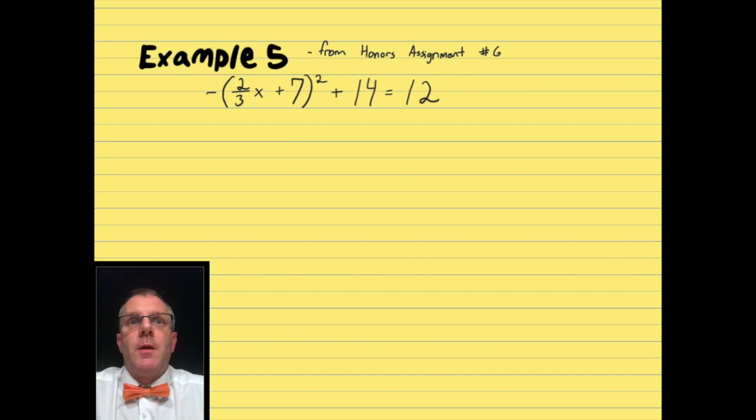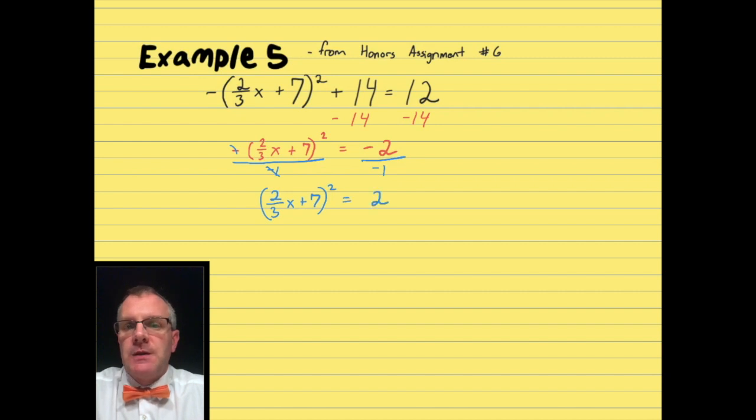Example 5 coming from the honors assignment. This is problem number 6. Start by subtracting 14 from both sides. So we've got the opposite of 2/3 x plus 7 squared, and that's going to equal negative 2. And that negative 1 as a coefficient tells me the graph is going to be opening down. So I'll go ahead and divide both sides by negative 1. Negatives cancel out. We end up with 2/3 x plus 7, all of that squared, equals 2.